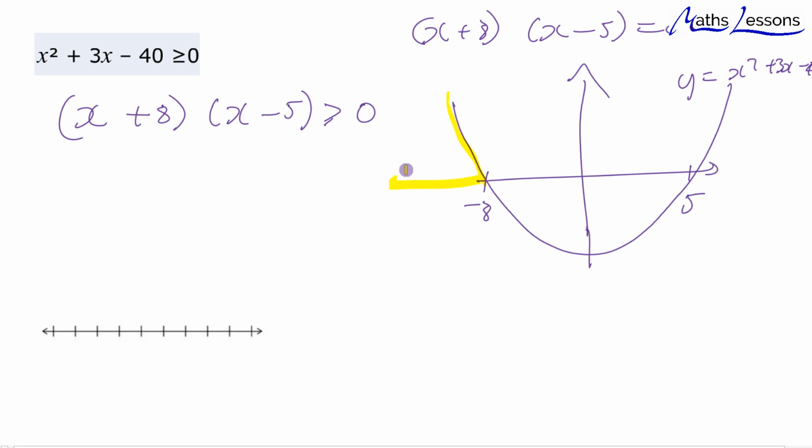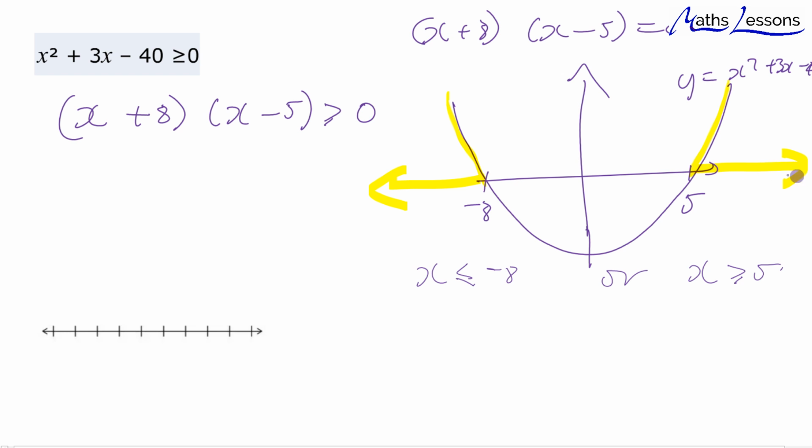The y value is going to be greater than 0 that way and greater than 0 that way, because the y value is all up here. And down here, the y value is less than 0. So our solution to our equation is x is less than or equal to minus 8, or x is greater than or equal to 5.